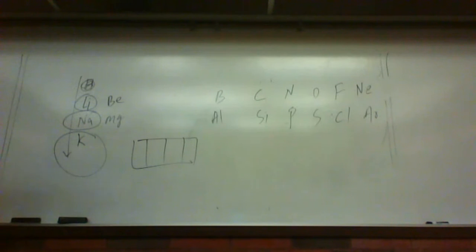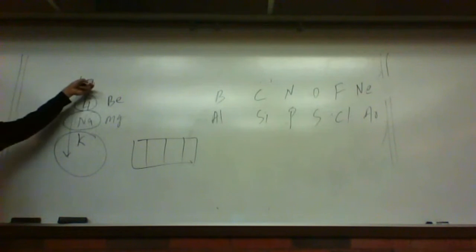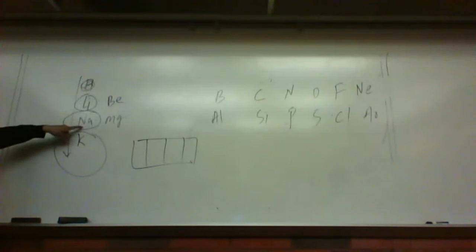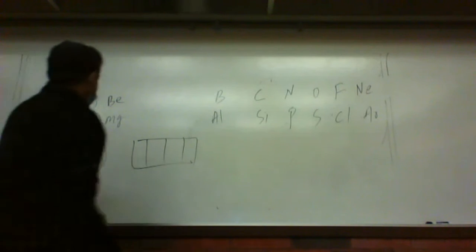In a group, if we go from top to bottom, the size of the atom becomes bigger and bigger, right? Make sense? So which is the biggest? Potassium is biggest. Which is the smallest? Hydrogen is smallest. Which is bigger between lithium and sodium? Sodium is bigger. Easy. Now, how about this one?